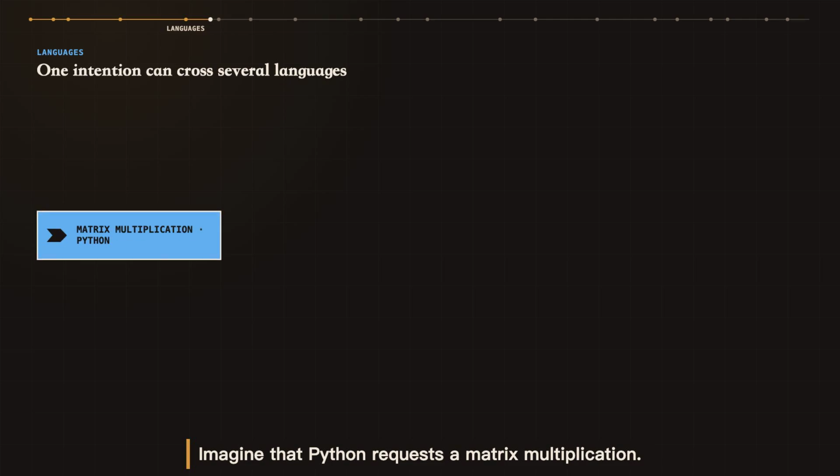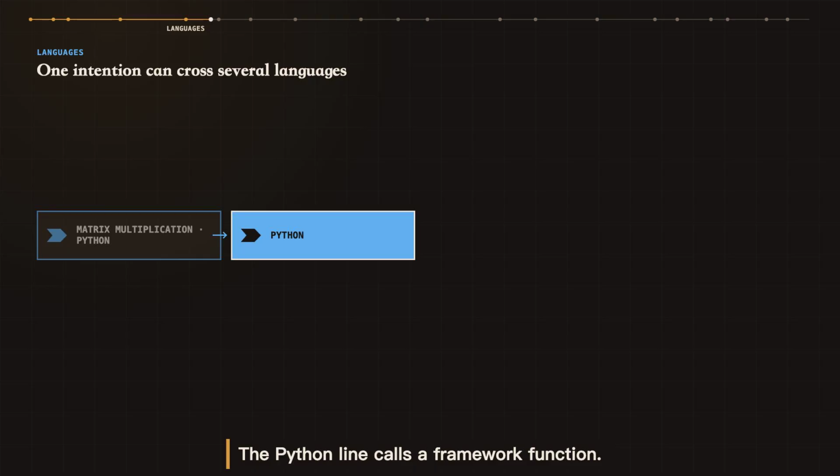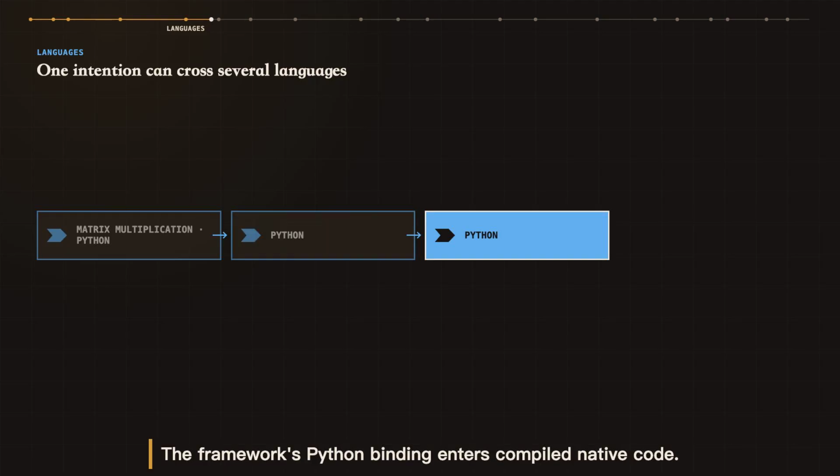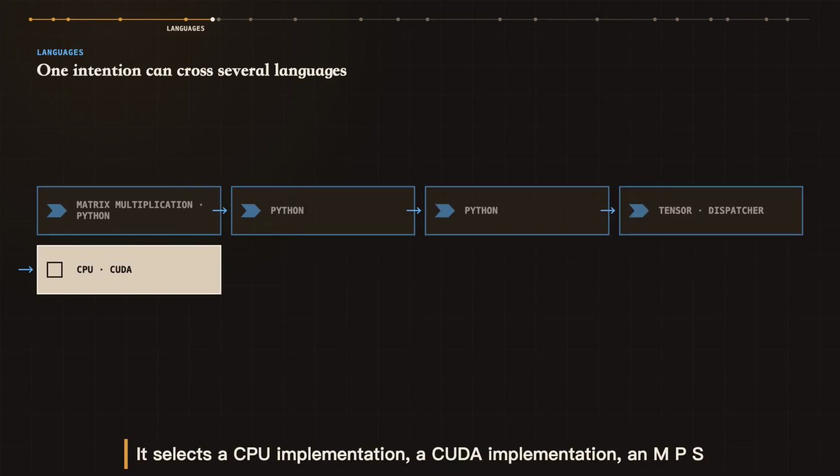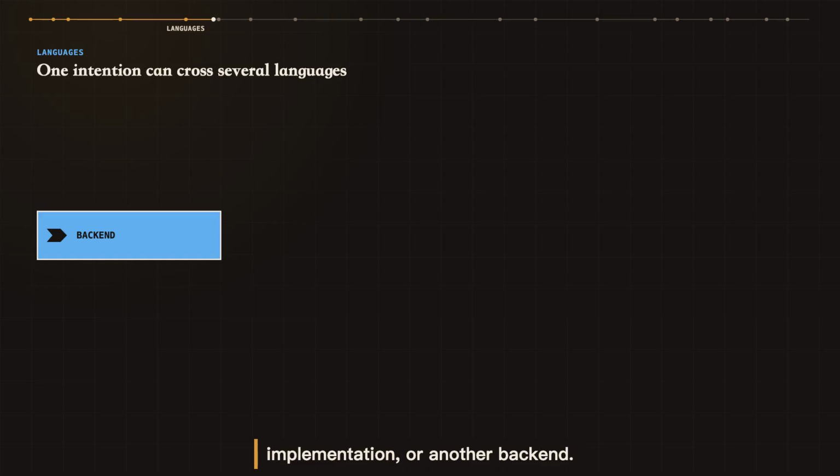Imagine that Python requests a matrix multiplication. The Python line calls a framework function. The framework's Python binding enters compiled native code. A dispatcher examines the operation, tensor types, and device. It selects a CPU implementation, a CUDA implementation, an MPS implementation, or another backend.